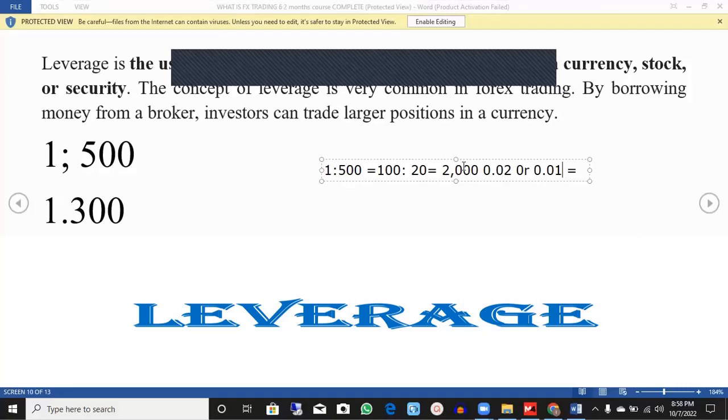If you're also trading with a robot, don't use excessive leverage. Because especially when you're using the martingale kind of robot, excessive leveraging can hamper or even damage your account.